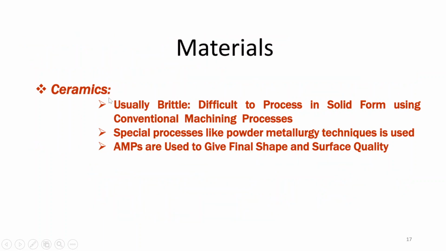In case of ceramics, these are usually brittle, so it is very difficult to process in solid form using conventional machining processes. So special processes like powder metallurgy techniques are used, and additive manufacturing processes are used to give the final shape and surface, and for modifying surface quality.